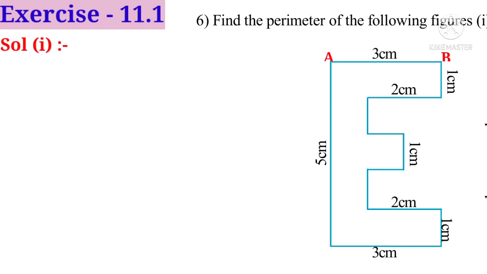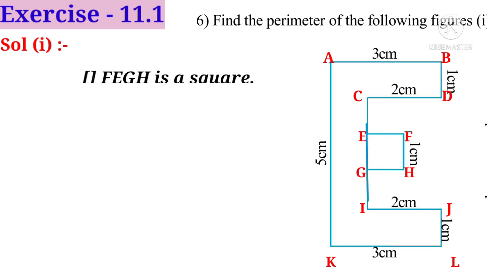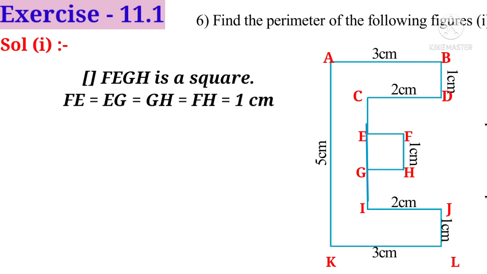Solution. Figure 1. Put the vertices A, B, C, D, E, F, G, H, I, J, K, L. Now join EG with a line. Observe that FEGH is a square. So all sides are equal. If FH is 1 centimeter, then EF and GH also become 1 centimeter. And now put the letter M and join MF.